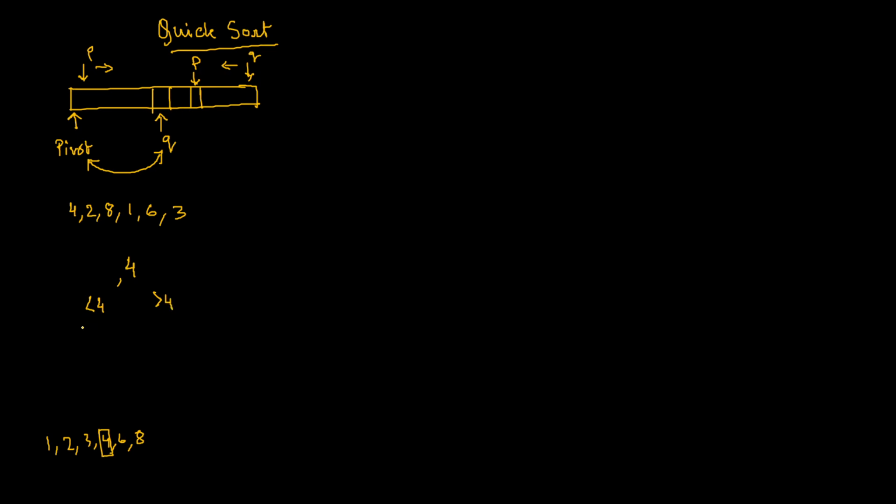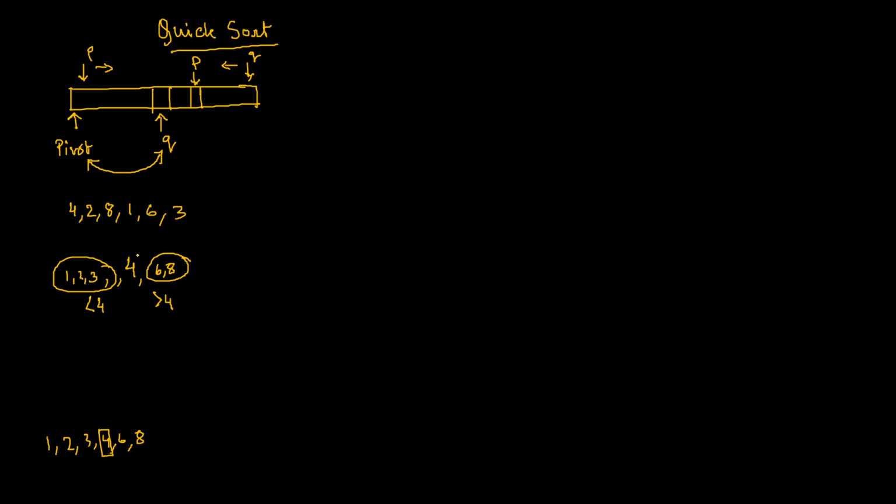So this 1 2 3 is present somewhere over here. It may not be in this order, maybe in some other order, but only they will be present. And on this side we will see only 6 and 8 present in some order. Now since 4 is already placed in its correct position with respect to the sorted array, when we divide the array into two parts, we don't involve the pivot element.